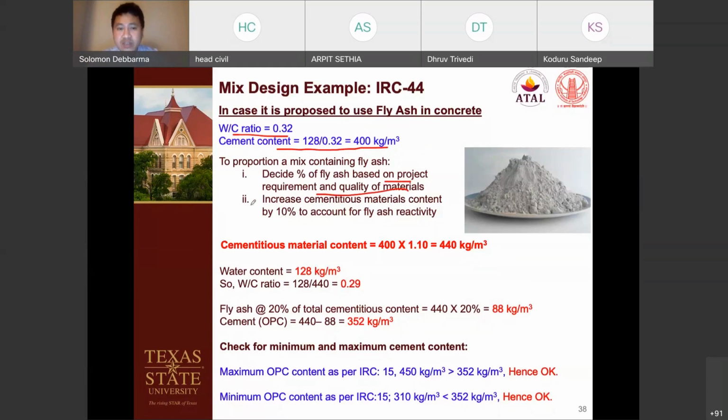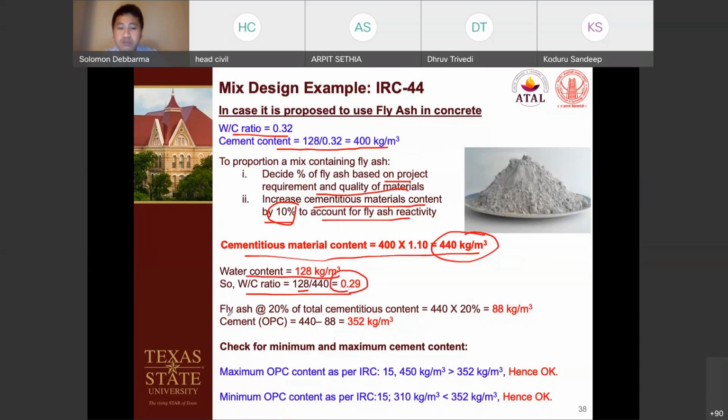And like I had mentioned earlier, if we intend to utilize mineral admixtures, we need to increase the cementitious material content by 10%. So this 10% is the lowest amount. We can increase it to 15% to account for the fly ash reactivity. So now our total cementitious material content becomes 400 into 1.1, which gives us 440 kg per meter cube. Since our water content is 128 kg per meter cube, the water cement ratio will change. So the actual water cement ratio comes to be 128 divided by 440, which gives us 0.29.